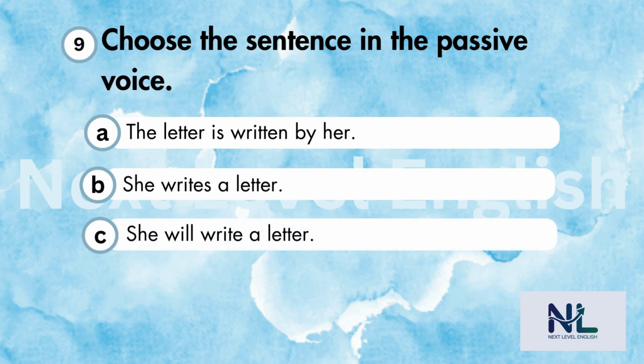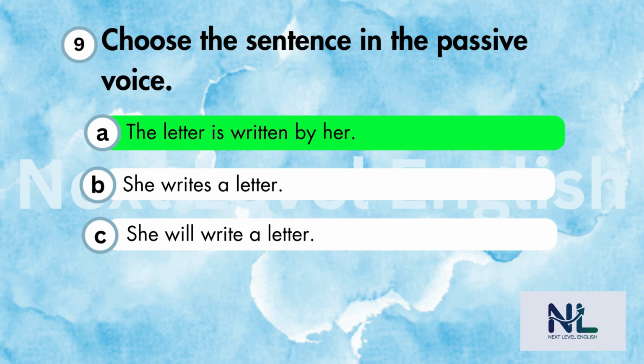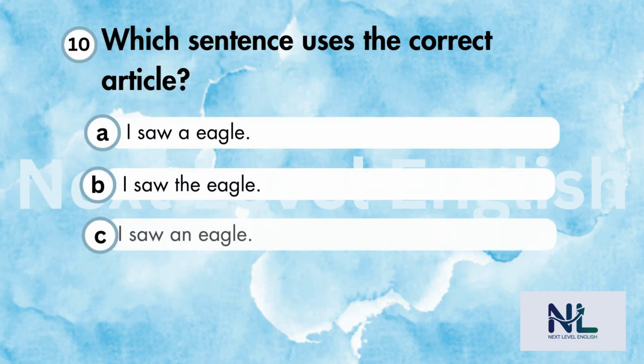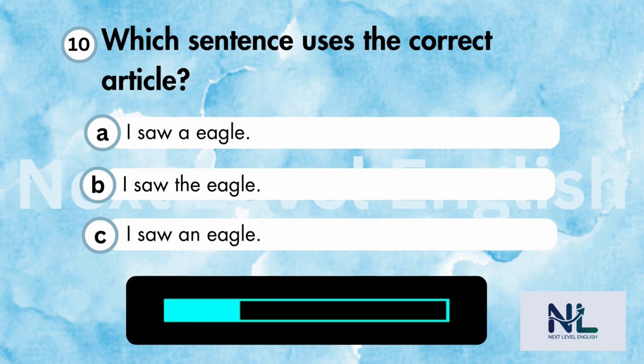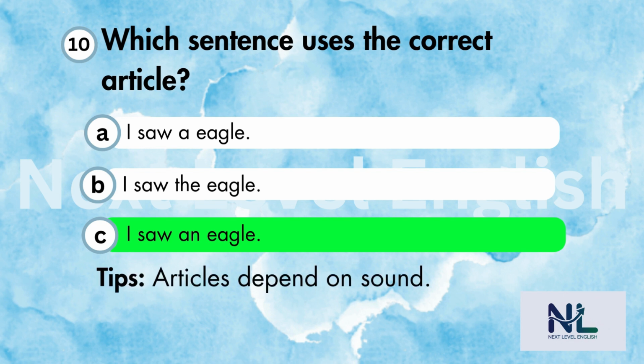9. Choose the sentence in the passive voice. The letter is written by her. Tips: passive voice emphasizes action. 10. Which sentence uses the correct article? I saw an eagle. Tips: articles depend on sound.